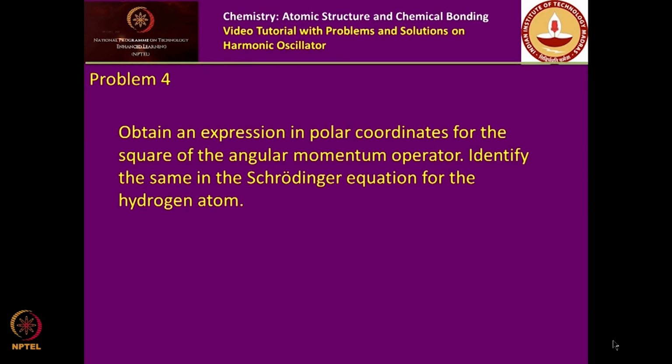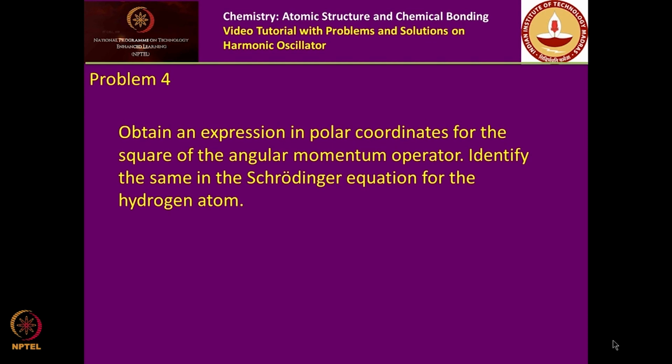Problem 4. This is a fairly involved problem. I think it is important that we use spherical polar coordinates for the hydrogen atom, but now the spherical polar coordinates should be used to get the orbital angular momentum operator in the case of hydrogen. Obtain an expression in polar coordinates for the square of the angular momentum operator.